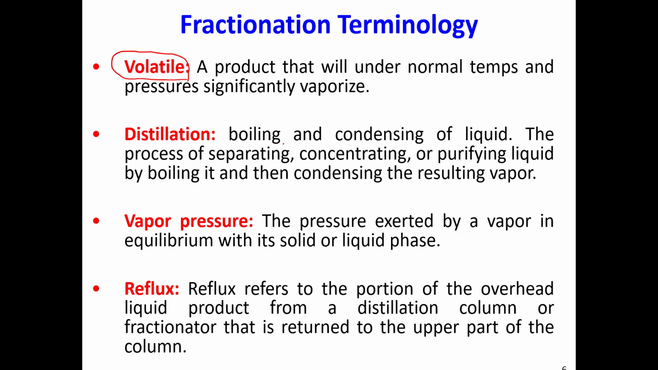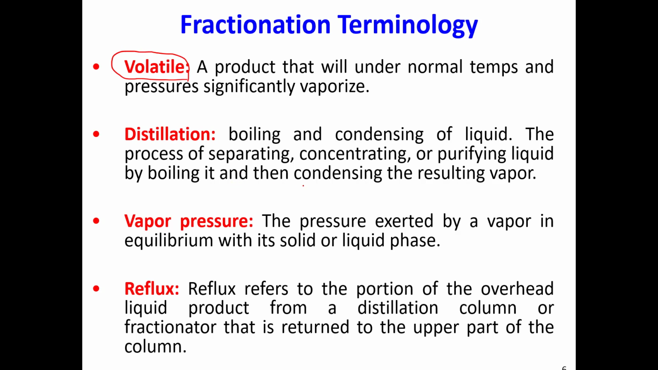This is better, it is not good writing really. So boiling of liquid and condensing of vapor. And it is a process in which we separate molecules with different molecular weights based on their different boiling points, and we concentrate them, we purify them, and we separate them based on their molecular weight at the top or at the bottom of a column.